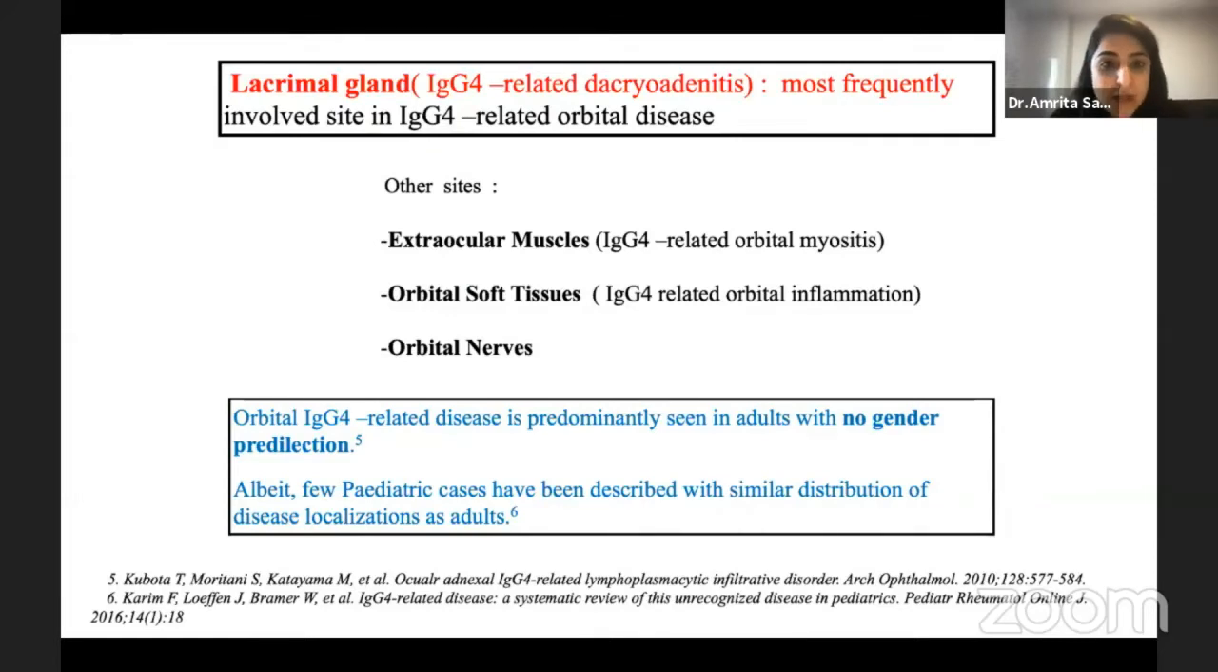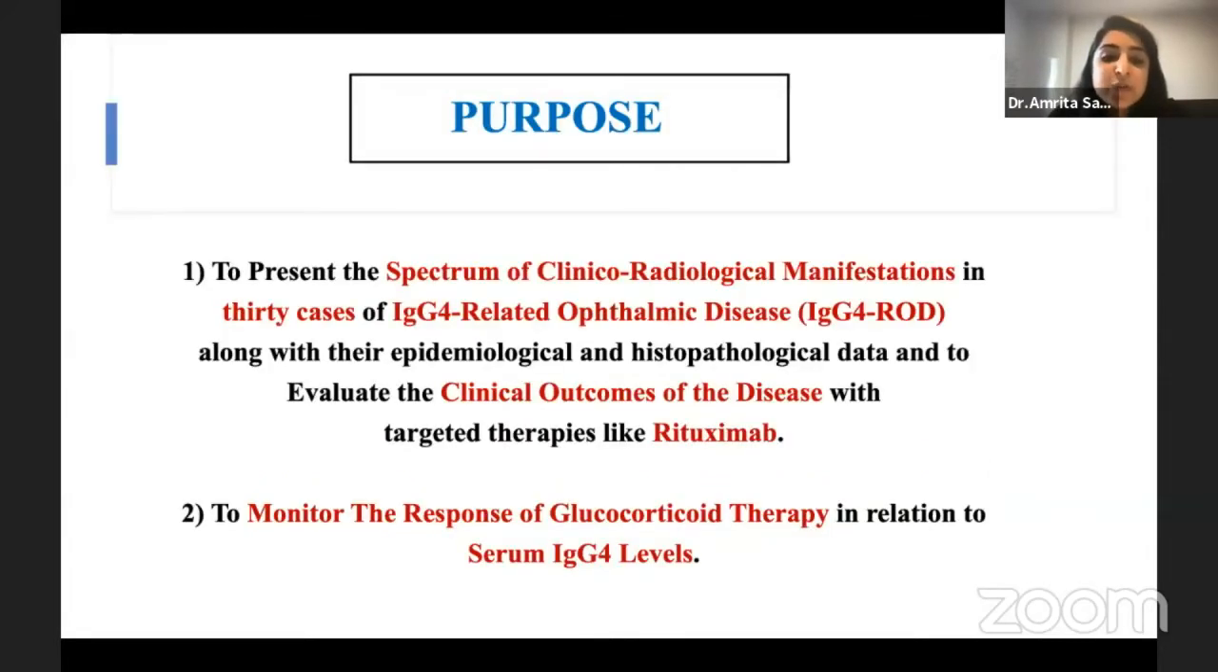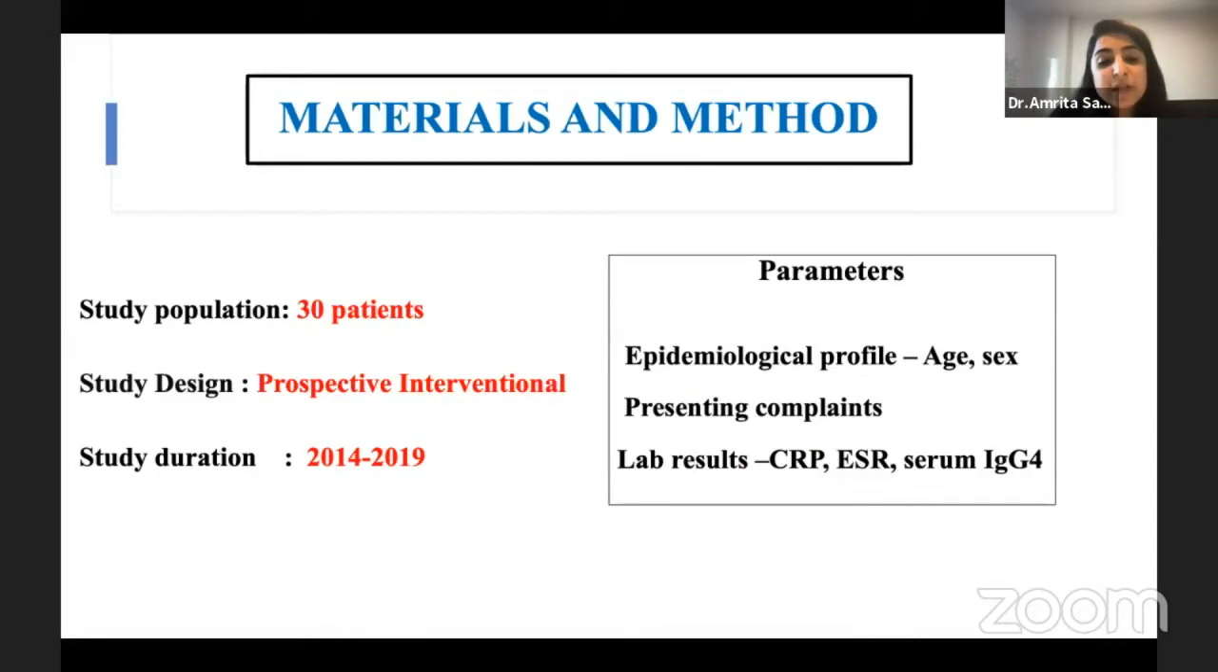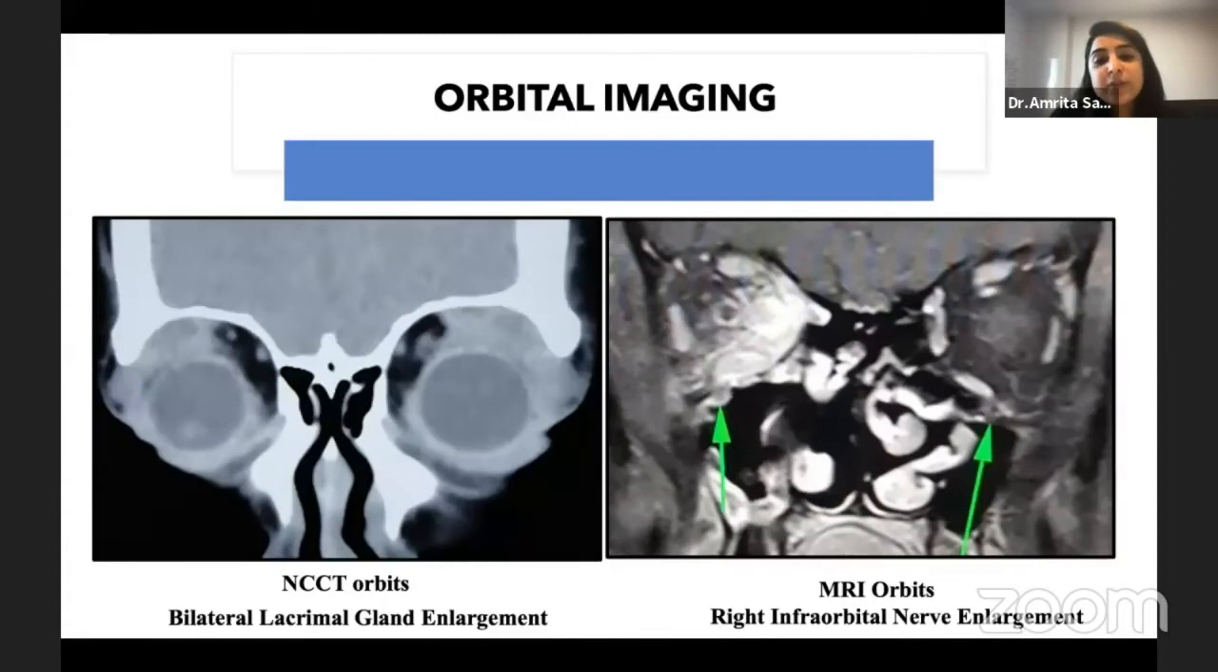and the orbital nerves. The purpose of my study is to present a spectrum of clinico-radiological manifestations of IgG4-related disease with epidemiology and histopathology data, to evaluate the clinical outcomes of disease with targeted therapies like rituximab, and to monitor the response to glucocorticoid therapy in relation to serum IgG4 levels. We did a prospective interventional case series in 30 patients between 2014 and 2019. We recorded the age, sex, and presenting complaints, and recorded CRP, ESR, and serum IgG4 levels. All the patients underwent orbital imaging.